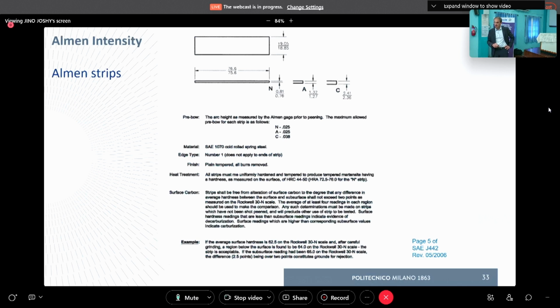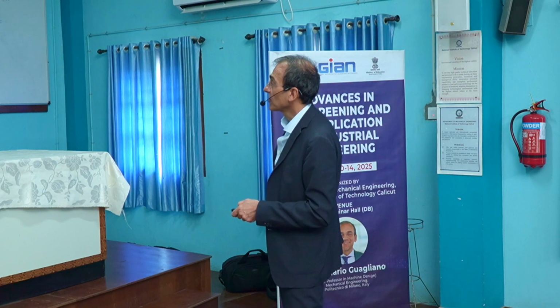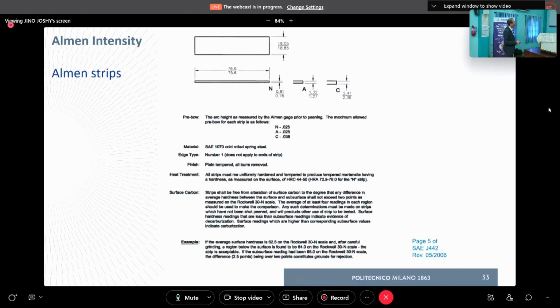There is some detail about the Almen strip. This is taken from the code itself, I wrote page 5 of the code. Here we see the dimensions are fixed with some tolerance, of course. You see N is the thinner one, then A and C. Okay, and indeed, here you can see also what the material is: SAE 1070 cold rolled. This is a spring steel, okay, as I said. And then the treatment is also prescribed, and surface carbon content, and so on.